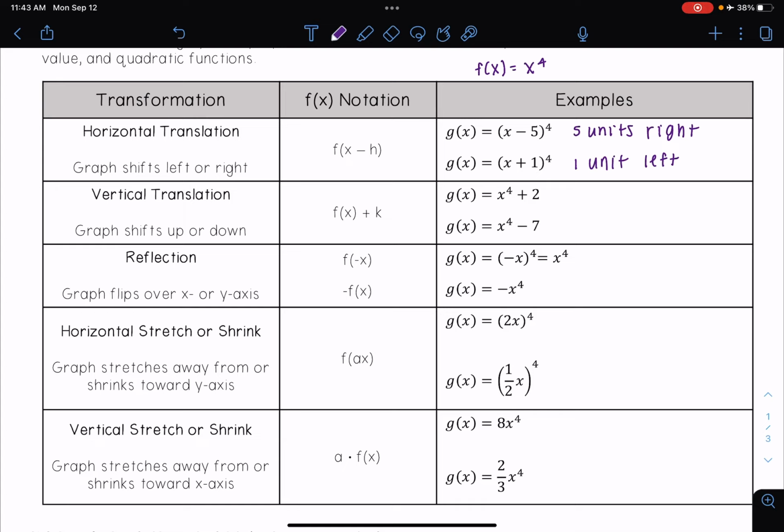Then we also see a vertical translation, and that shifts the graph up or down. And so in function notation, that's going to look like f of x plus k. So again, with f of x equaling x to the fourth, we could have x to the fourth plus 2, which would mean the graph goes 2 units up. Or we could have x to the fourth minus 7, which means this graph is going 7 units down.